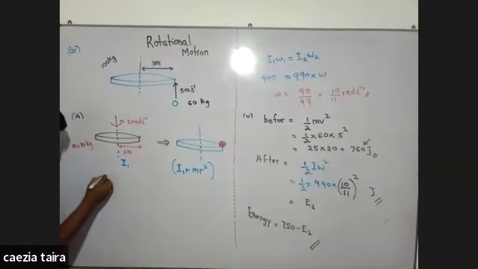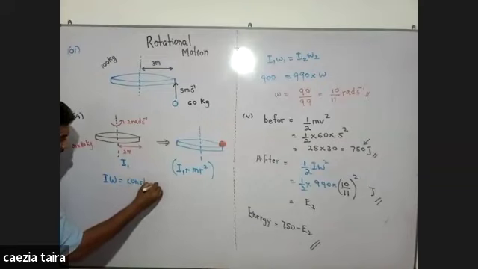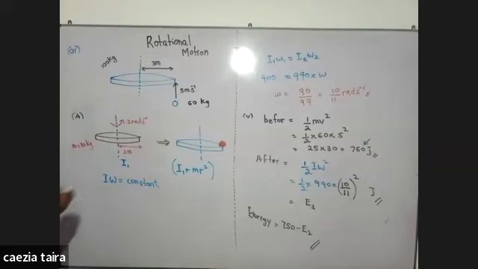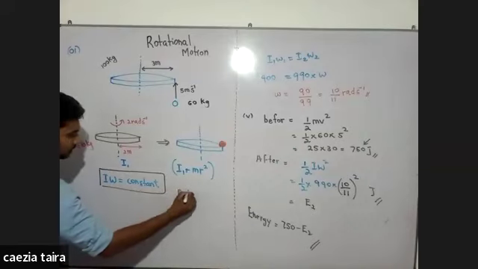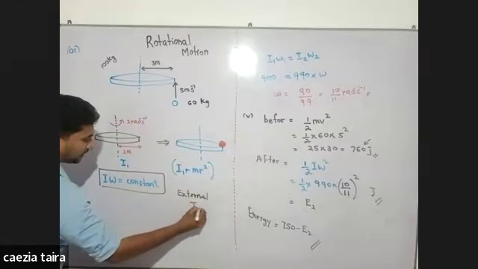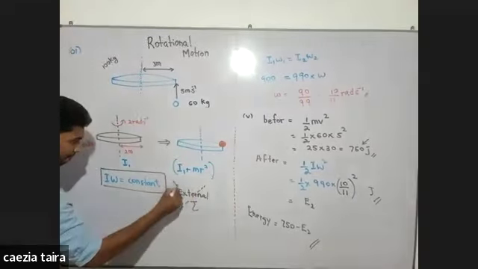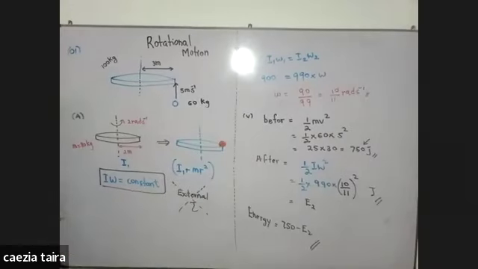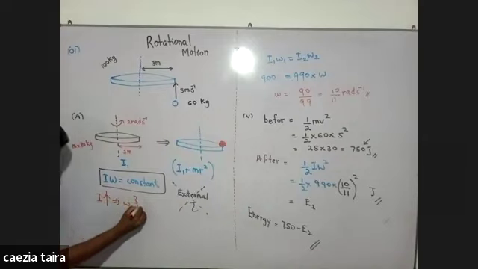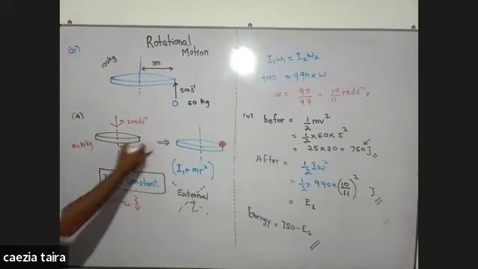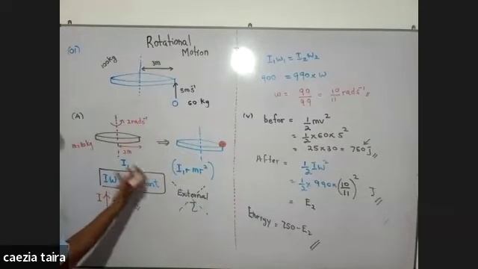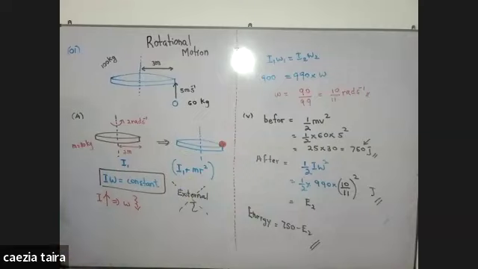Right. Now we know that I omega is constant. This is called the angular momentum conservation law. We can apply this law only if there is no external torque. So if I increases, what happens to omega? It should obviously reduce. Since the moment of inertia has increased, the angular velocity should decrease.